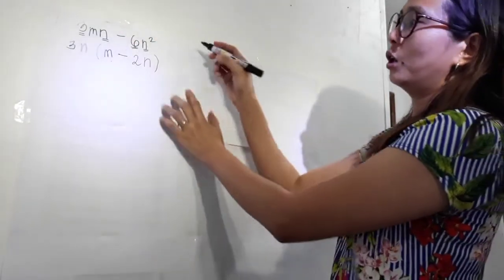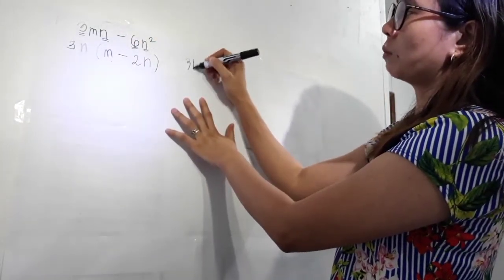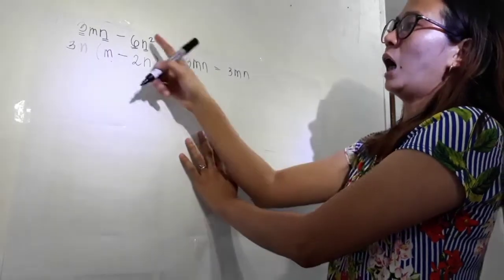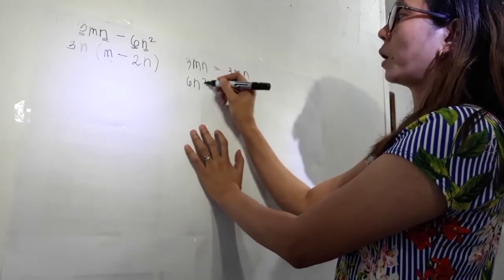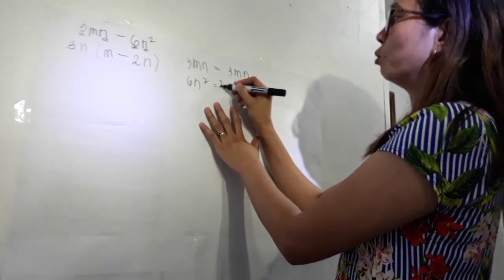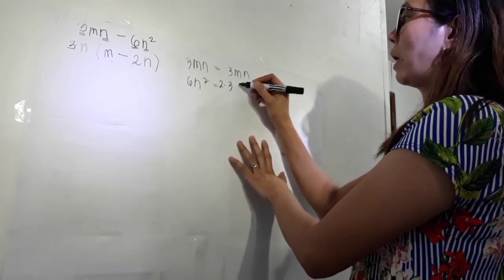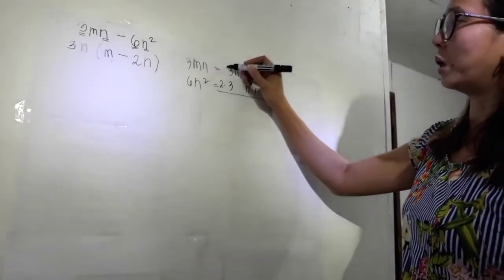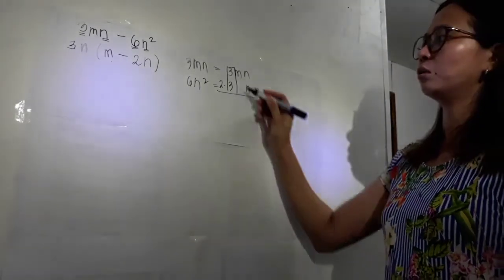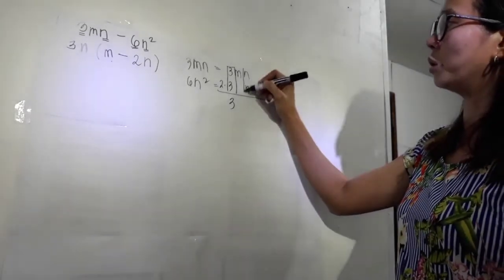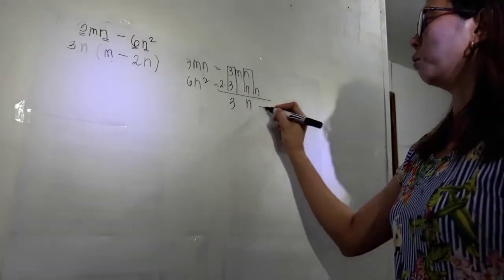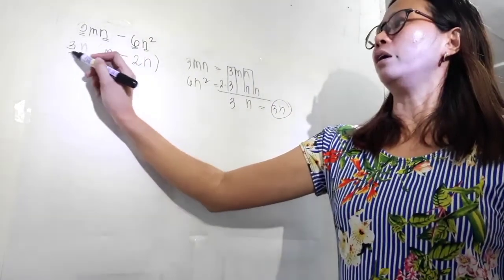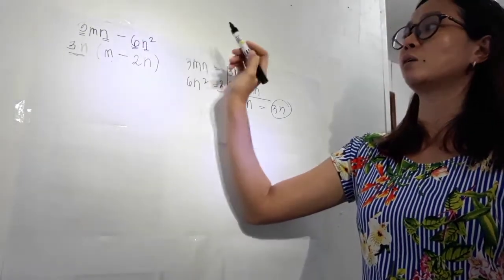So, if you're going to get the factors of 3mn, that is 3 times m times n. How about 6n squared? That is 2 times 3 times n. What is the common factor? So we have 3. That is common to both. Then we have n. Okay. So meaning 3n is the common factor of 3mn minus 6n squared.